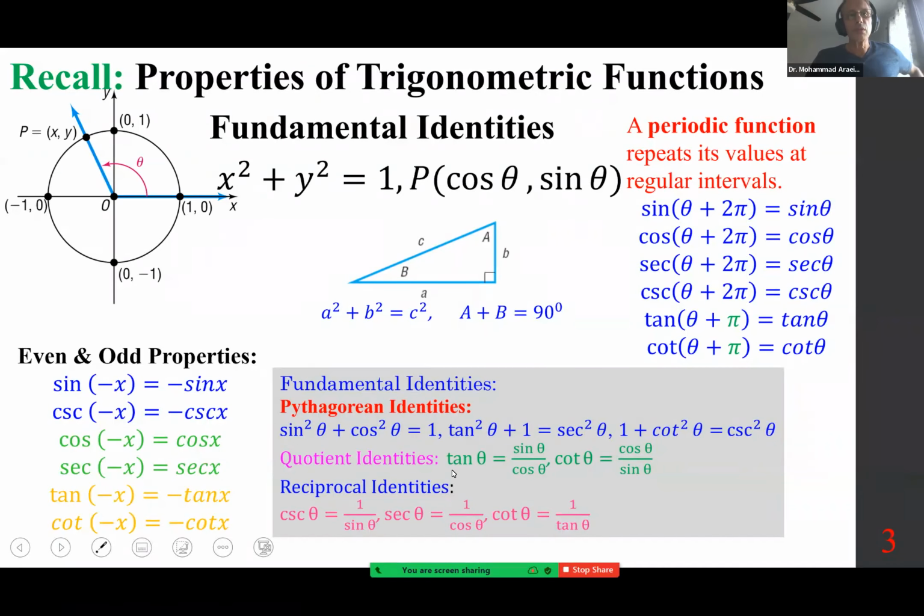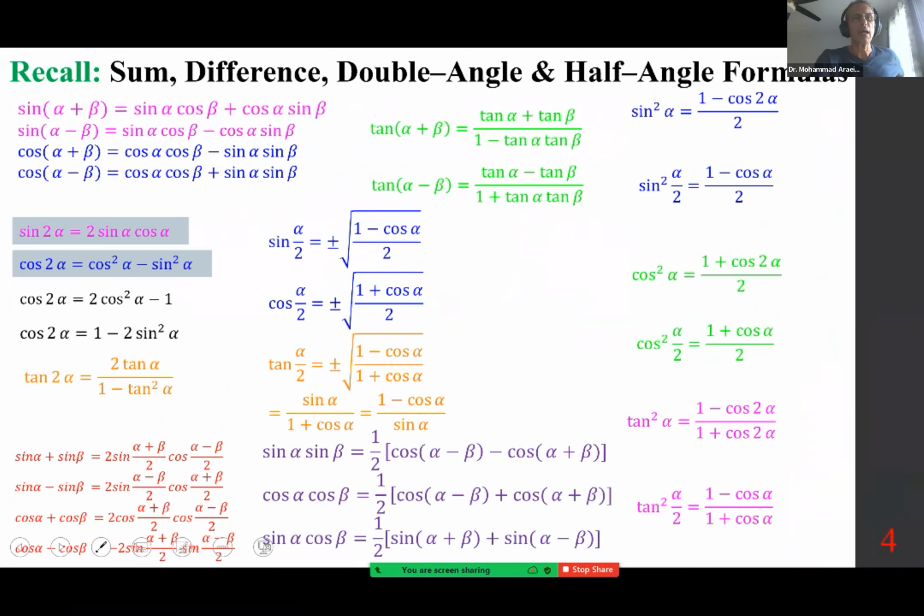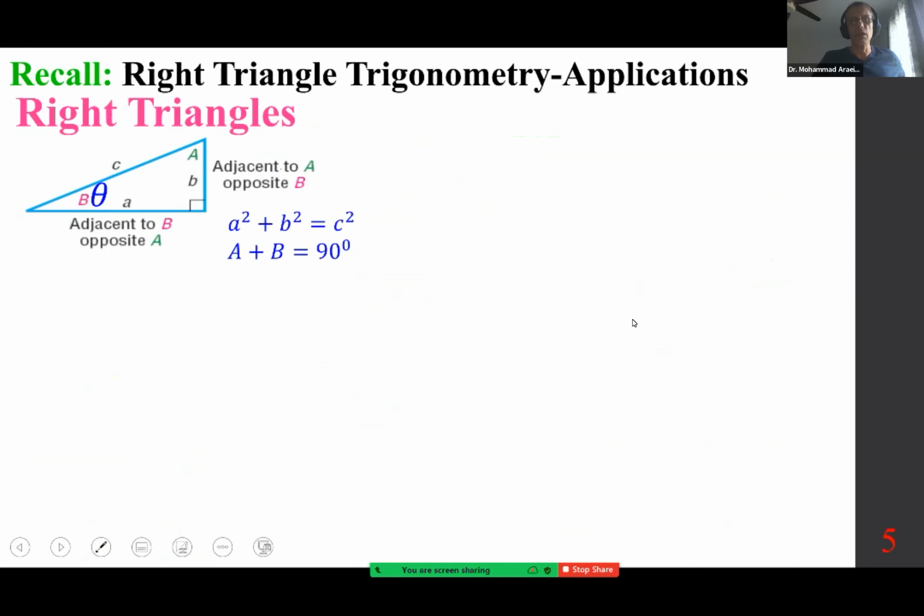So to refresh your memory, we have some fundamental identities, starting with the unit circle, periodic function, fundamental identities, a right triangle where A plus B is 90 degrees, a squared plus b squared equals c squared, even and odd functions. We have sum, difference, double, and half angles. We have many formulas here, reminding everyone what we've done. Again, going back to the right angle.